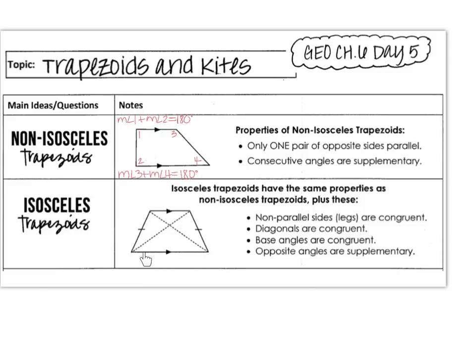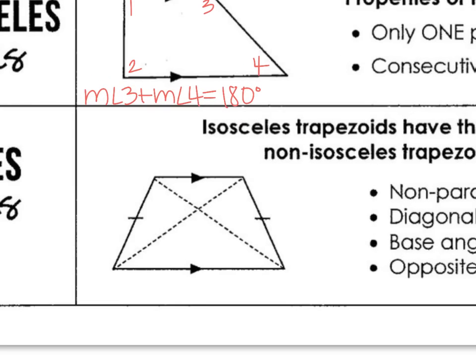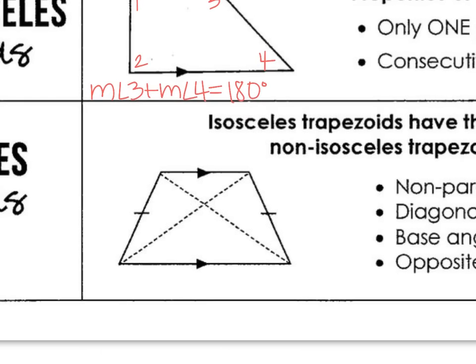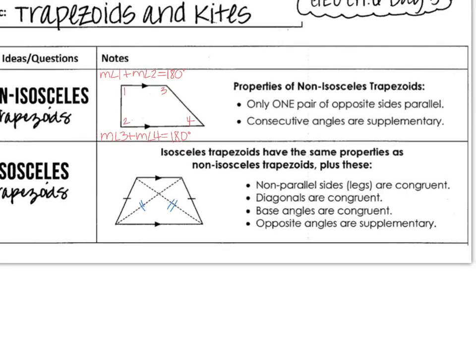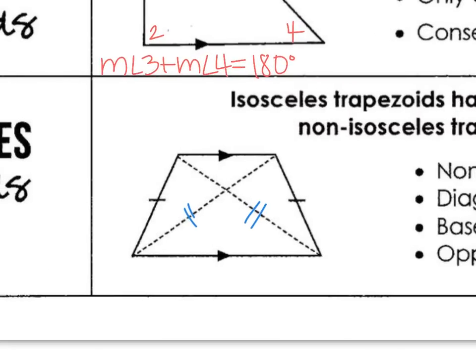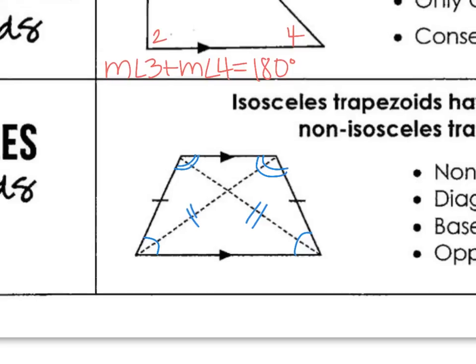Also, the diagonals of an isosceles trapezoid are congruent as well. So if we were to mark this up, let me get my pen, the diagonal is congruent to the diagonal. Now, in an isosceles trapezoid, the base angles are congruent as well. So this angle is congruent to this angle. Those are the base angles. Also, this angle is congruent to this angle too, because those are base angles as well.